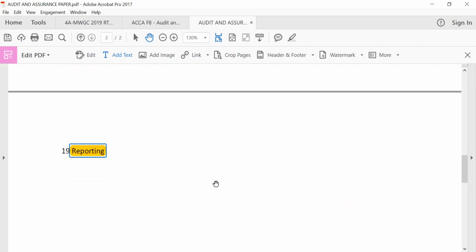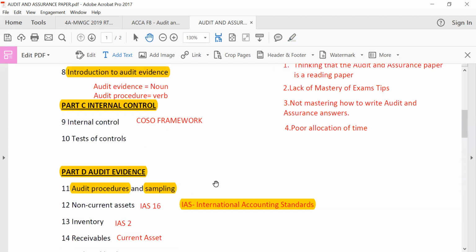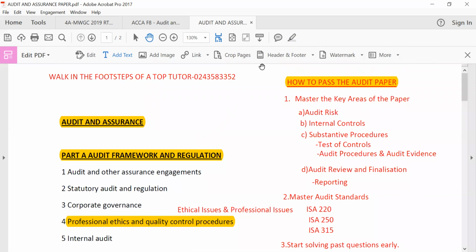Ladies and gentlemen, I will bring our meeting for today to an end at this point in time. But one of the things that I'm telling you is that you are not supposed to think that the paper is theoretical. Look at the practical aspect of it, because that is what is going to help you with your experience.